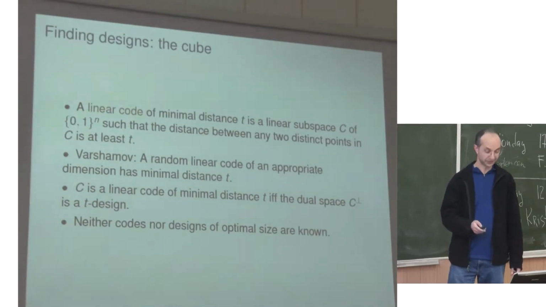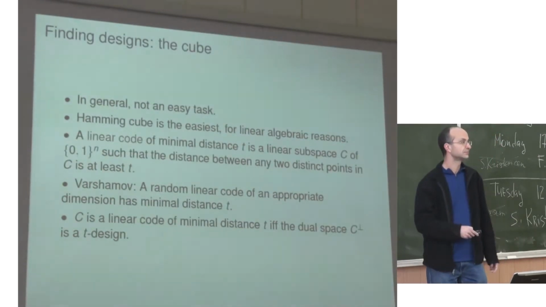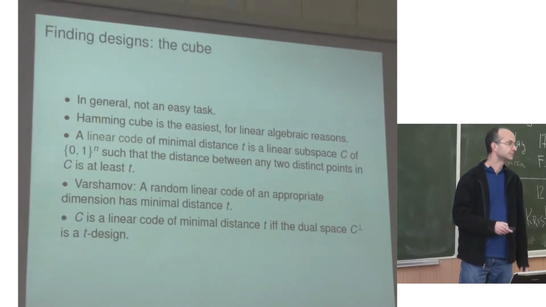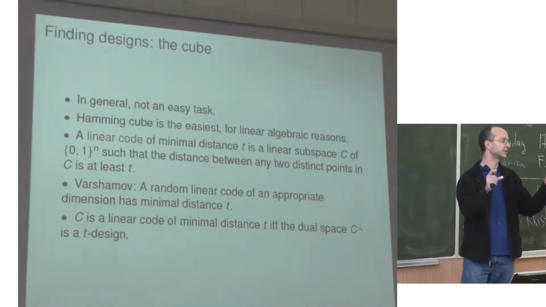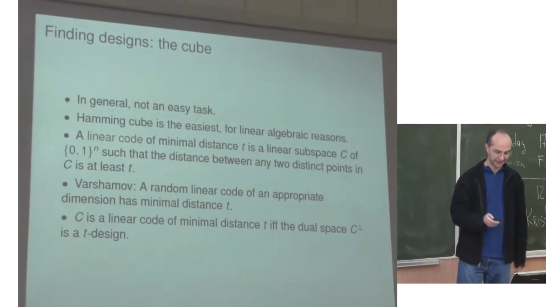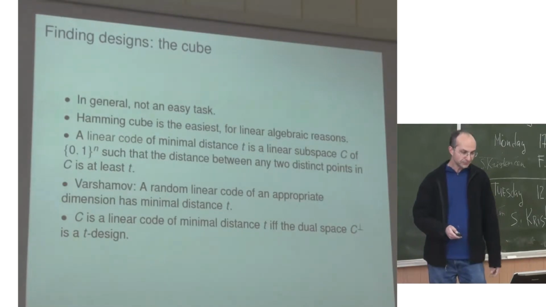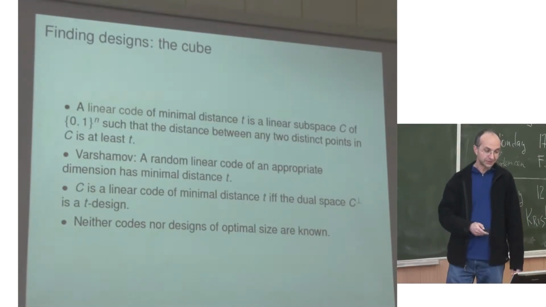Or excuse me, yes. By a random linear code, you need just the basis vectors to be independent. You mean how do I choose a random linear code? I just choose a random matrix. Right? Every bit is independent. So a random matrix of size k by n. Okay. So right, we don't know neither optimal codes nor optimal designs. In some cases we do.